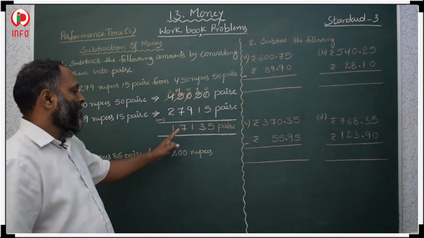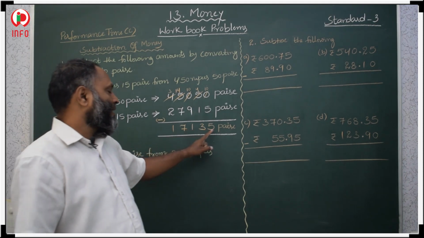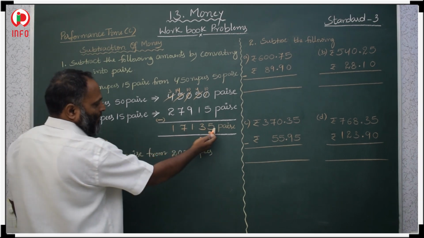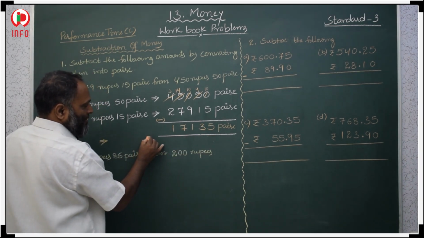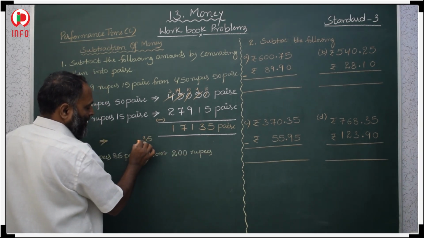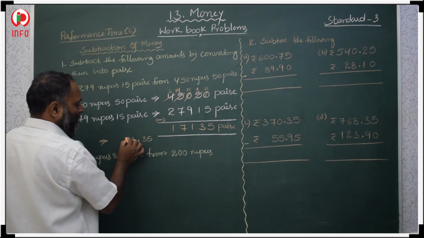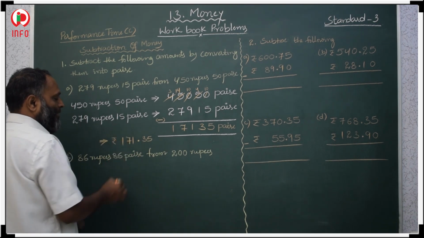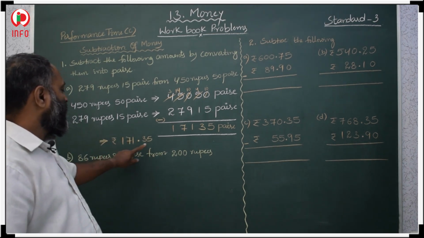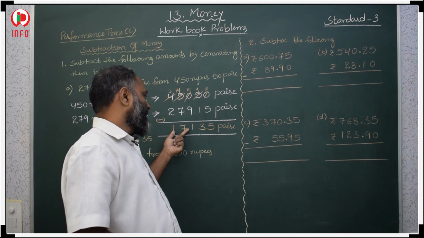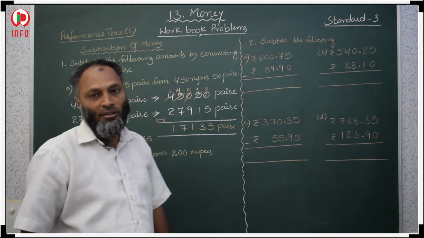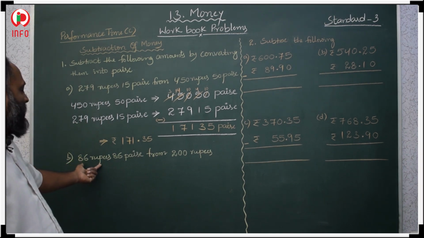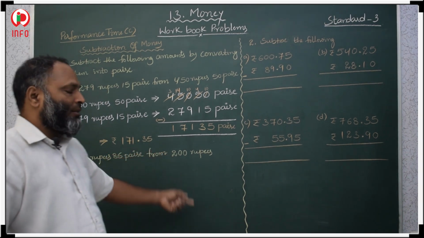So 17,135 pice. Or otherwise how to write in rupees? After 2 digits, that is ones and tens, take a decimal. Then the remaining numerals, 171, then the rupees symbol. 171 rupees 35 paisa, or otherwise 17,135 paisa. Okay.